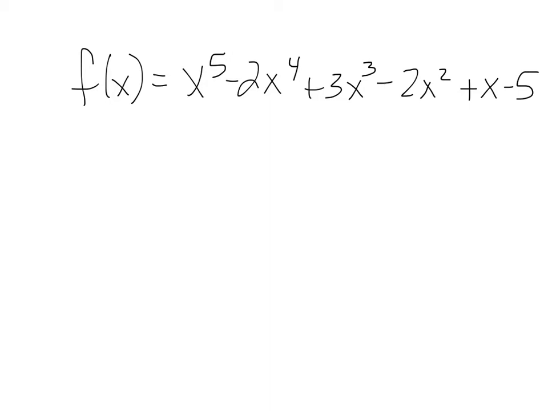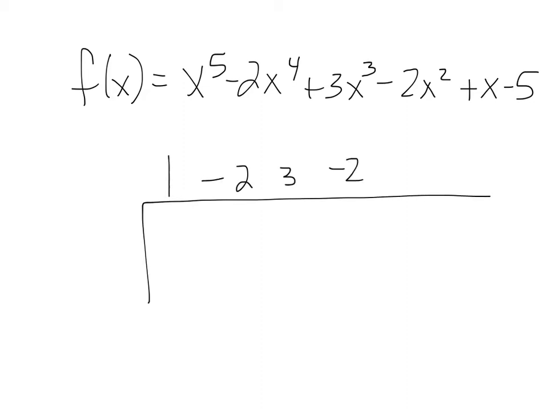So, Zavini, you want to specifically look at upper and lower bounds? Is that your question? Okay. So we start with our table. We have 1, negative 2, 3, negative 2, 1, negative 5.